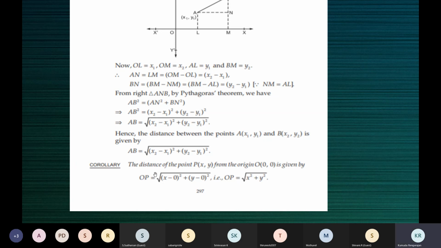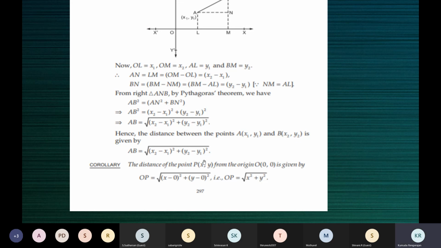So OP is equal to square root of (x minus 0) the whole square plus (y minus 0) the whole square. On simplifying this, x minus 0 is x, y minus 0 is y. You can simply ignore the 0, minus 0 is not going to make any difference to the value of x. So you get x square plus y square. So OP is equal to square root of x square plus y square.